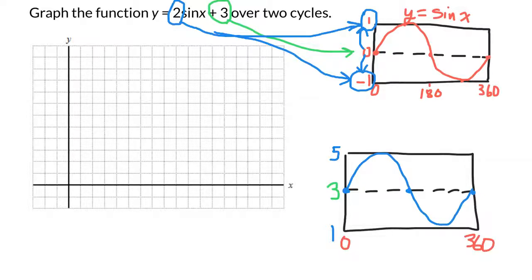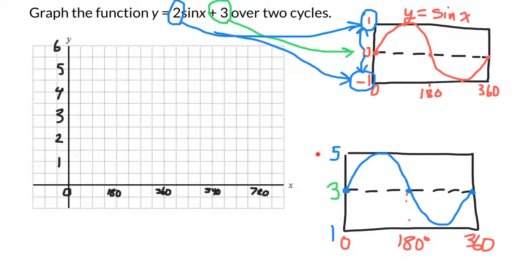So I'm just going to leave those the same. Halfway between 0 and 360 is 180 degrees. So now I can graph this. I'll start by making an appropriate scale on my x and y axis.